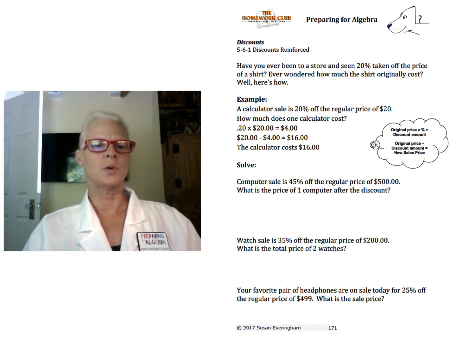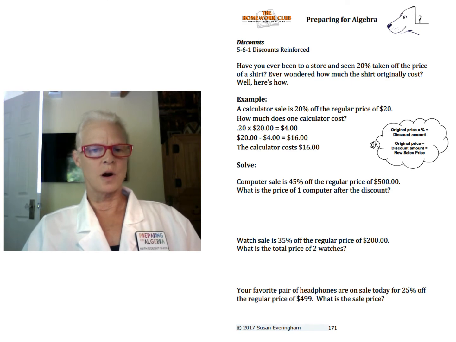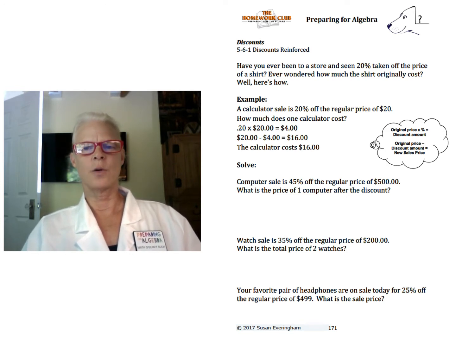So 20%, 0.2 times 20 is $4 off. $4 off the 20 gives us $16. The calculator cost is $16. So original price times the percent discount gives the discount amount, and then the original price minus that discount amount equals the sales price.